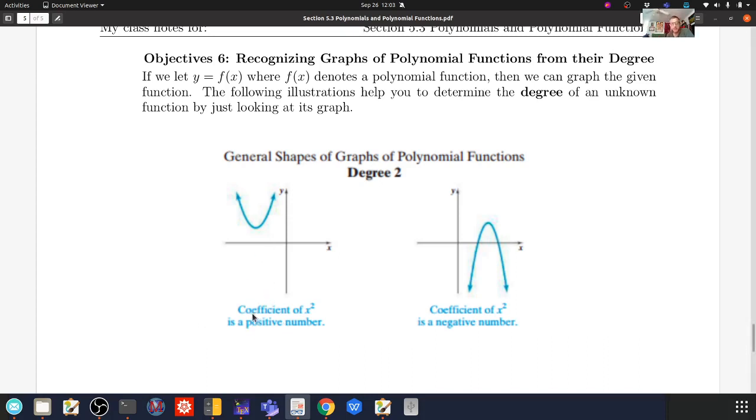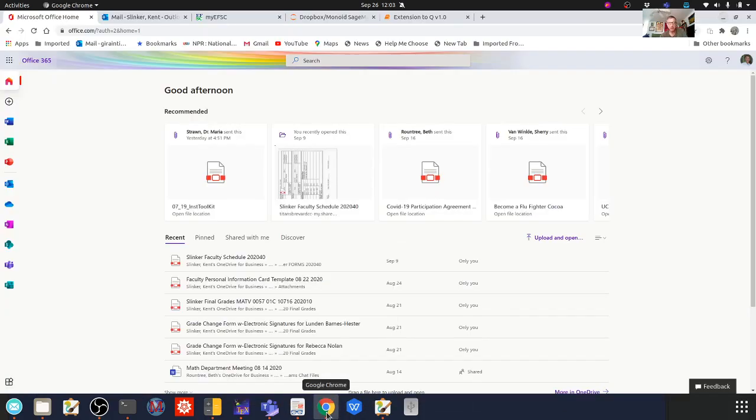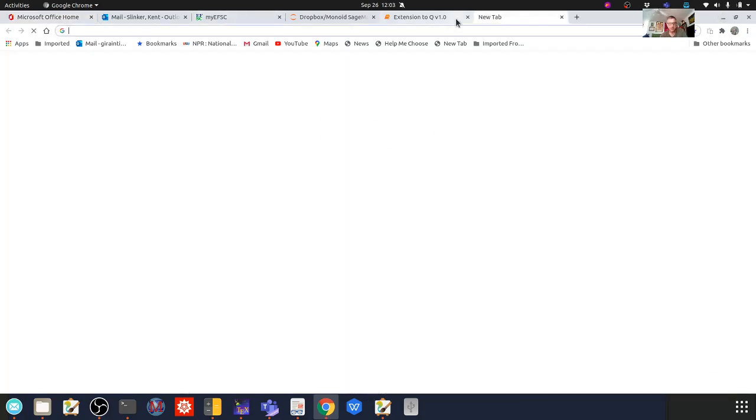So if the degree of the polynomial is degree 2, and the coefficient of the degree 2 term is positive, then the graph will look, well, it's called a parabola opening up. If the coefficient of the degree 2 term, of the x squared term, is negative, it will be a parabola opening down. So I'll give you two examples of that really fast.